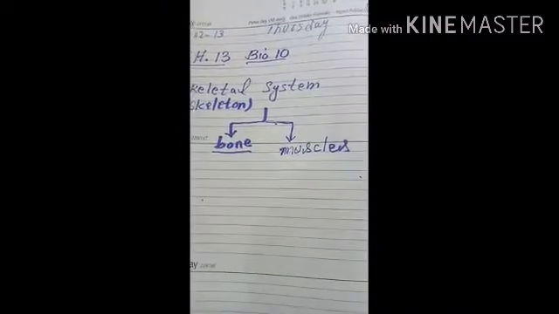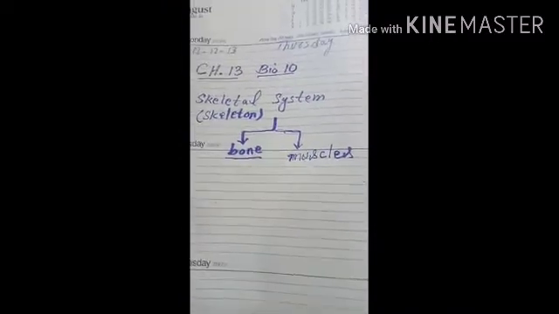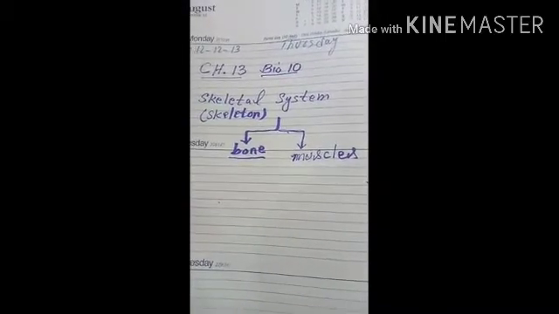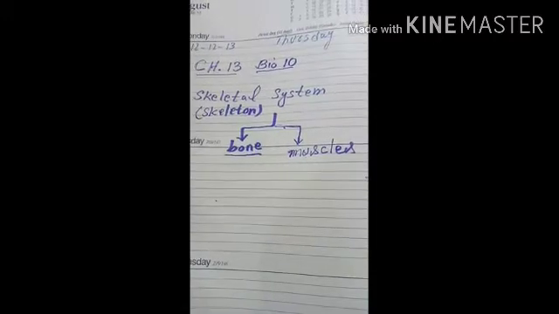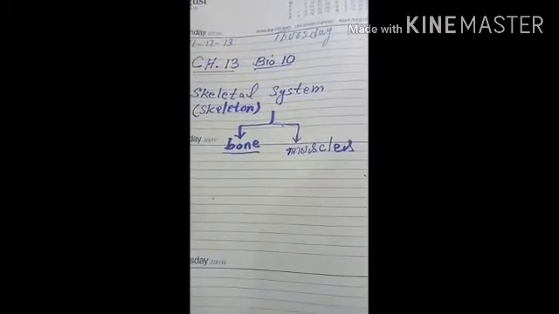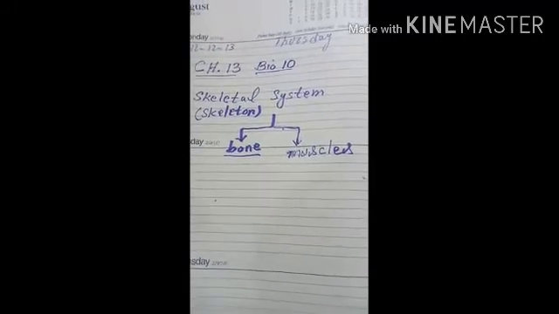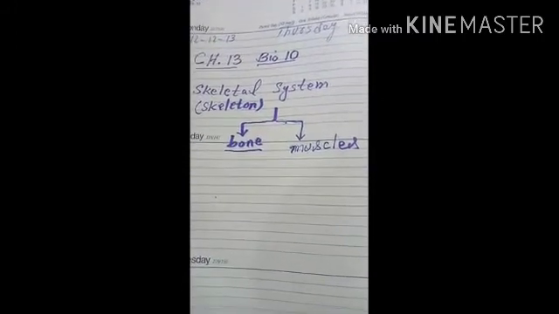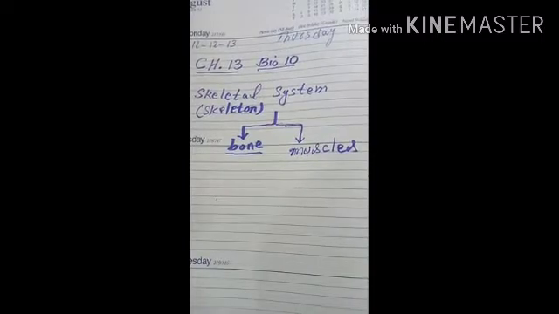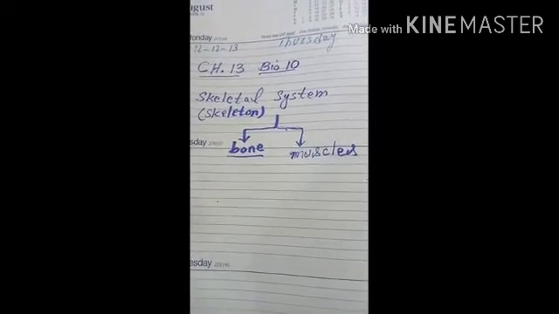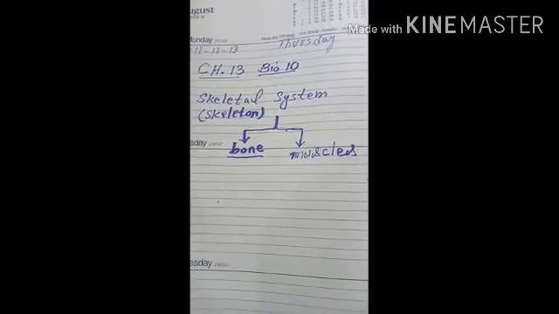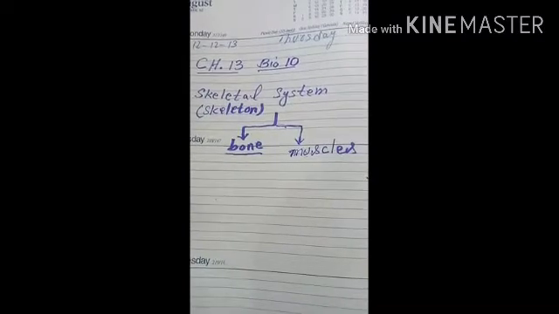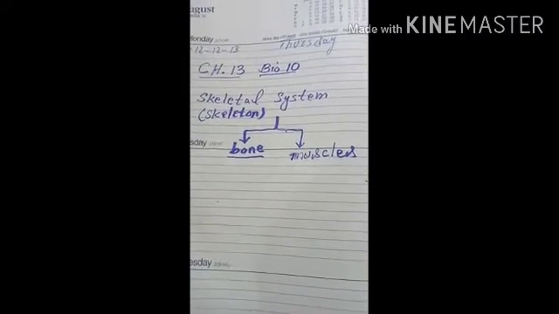These two structures, muscles and bones, make up a well articulated framework, articulated meaning well organized, well arranged, which is called skeleton. All the bones in our body together are called skeleton, and all bones in our body are attached to some type of skeletal muscles.